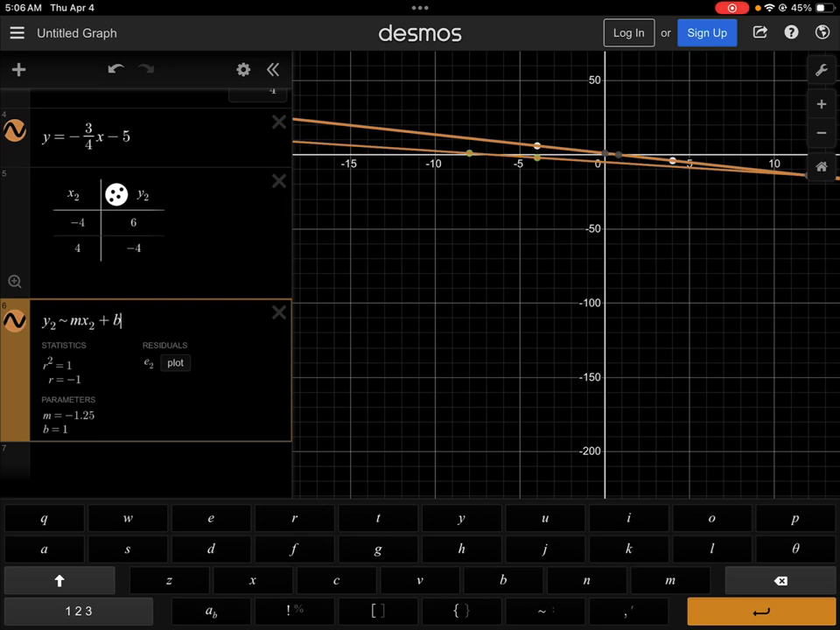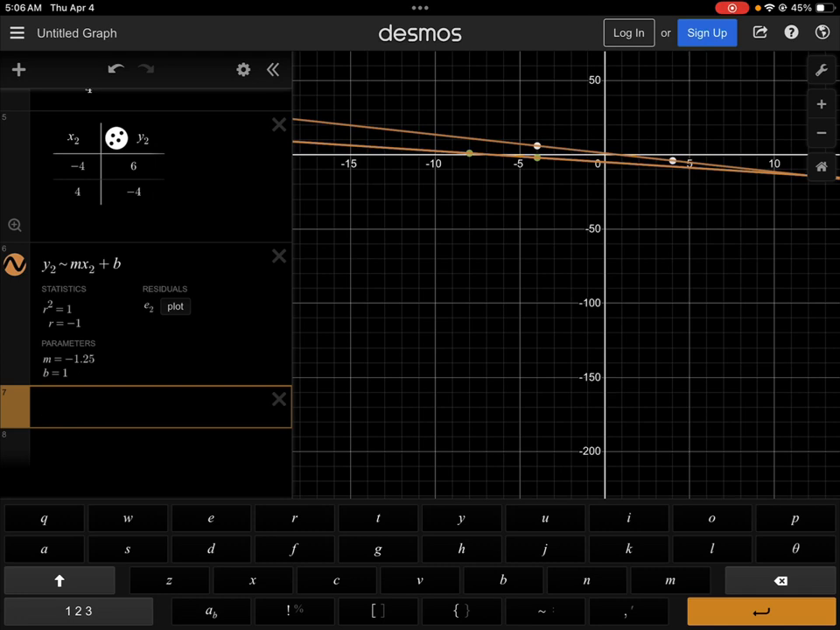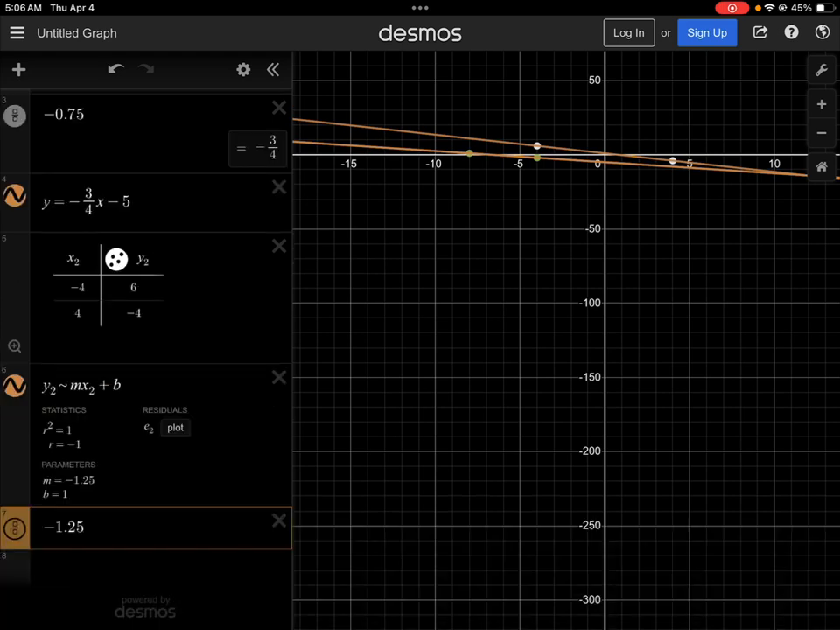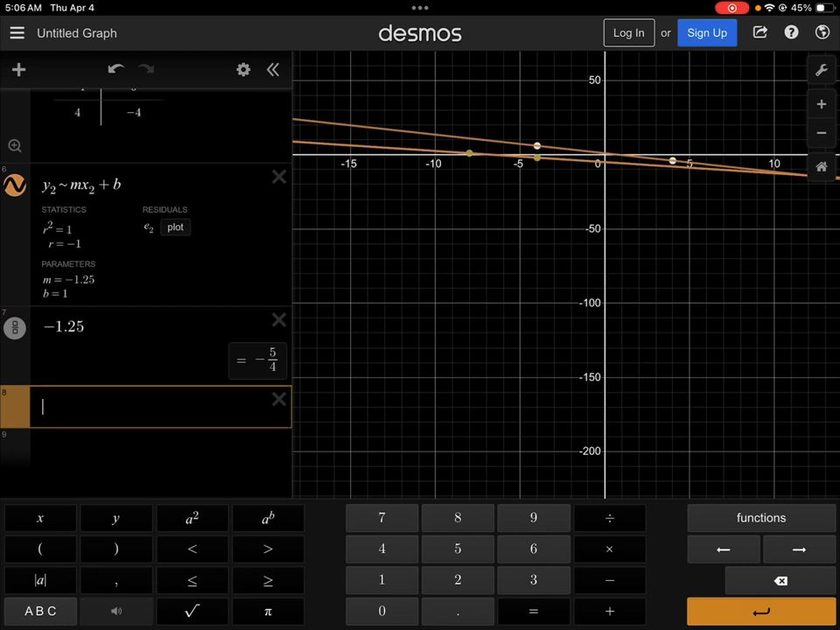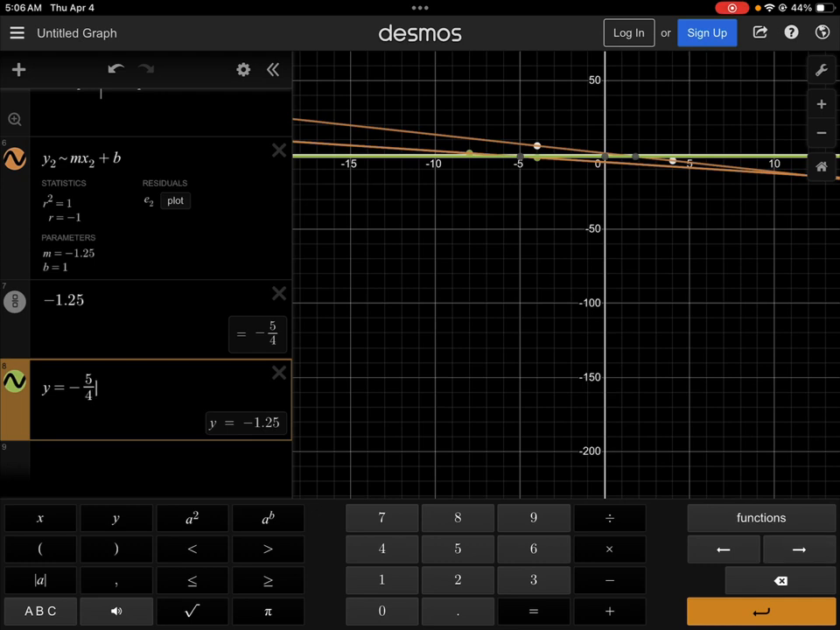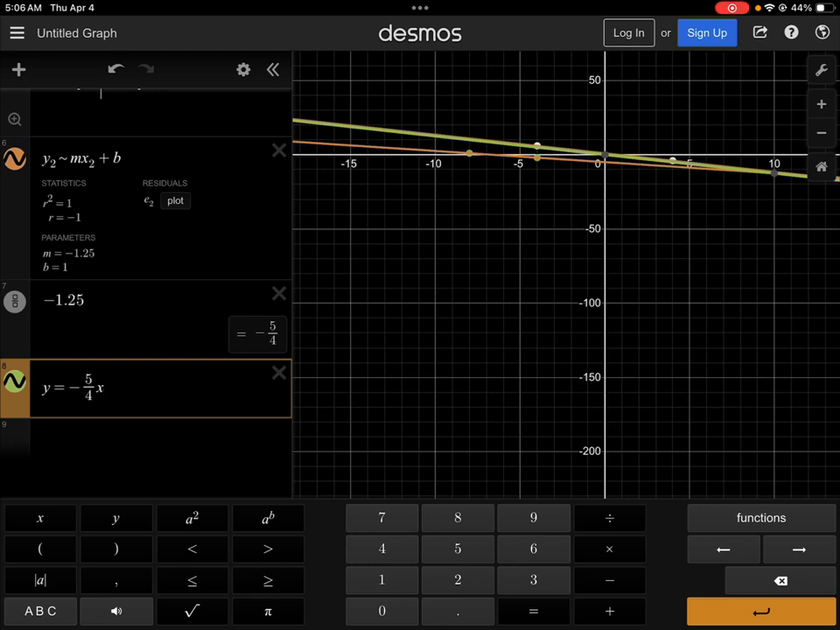It's a decimal. I'm gonna convert it into a fraction, negative 1.25. Hit the fraction, and this is negative 5/4. So the equation that I got is y equals, m is negative 5/4, so I'm going to put negative 5/4 space x and plus b, so that's plus 1. Okay, so let's write it down. It's y equals negative 5/4x plus 1.